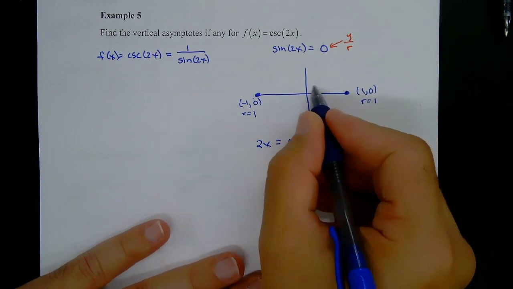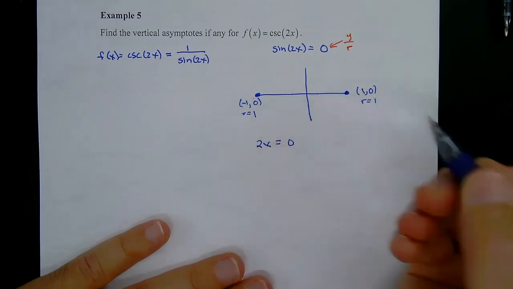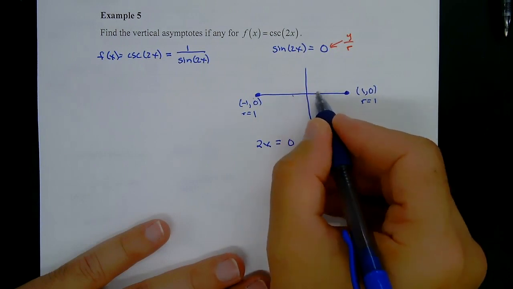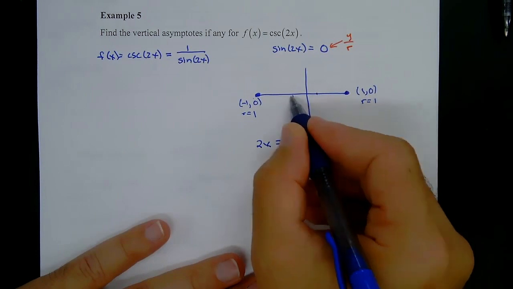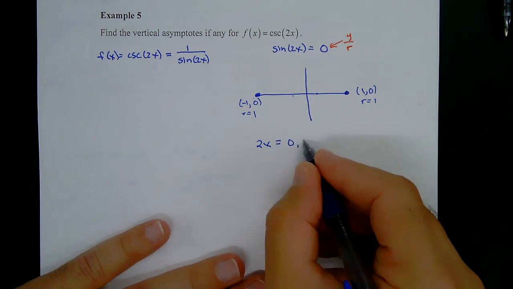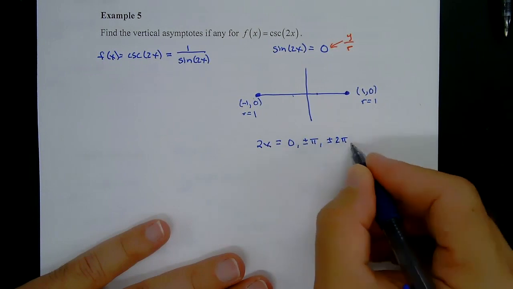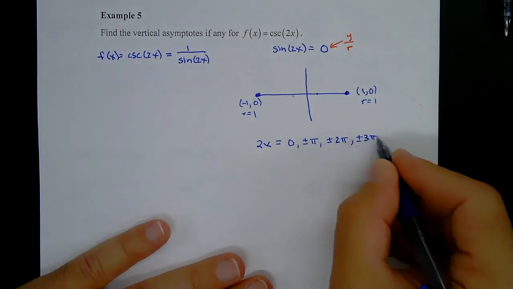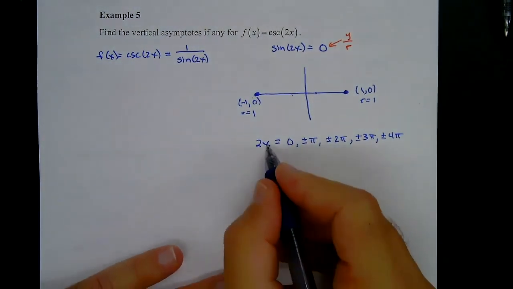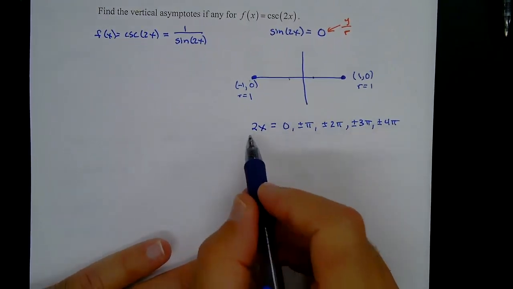pi, 2 pi, 3 pi, 4 pi, 5 pi, 6 pi, 7 pi, 8 pi. We could keep going around, right? But we could also go around this way. 0, negative pi, negative 2 pi, negative 3 pi, negative 4 pi, negative 5 pi, negative 6 pi. So 2x could either equal 0 plus or minus pi, plus or minus 2 pi, plus or minus 3 pi, plus or minus 4 pi. Now, that's not x, right? Okay, so what would our x be?